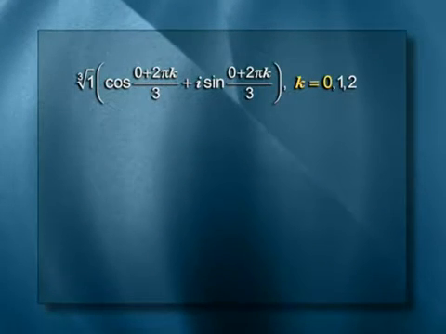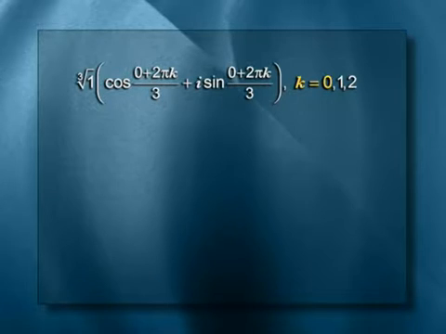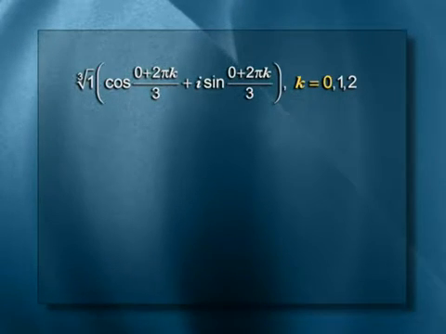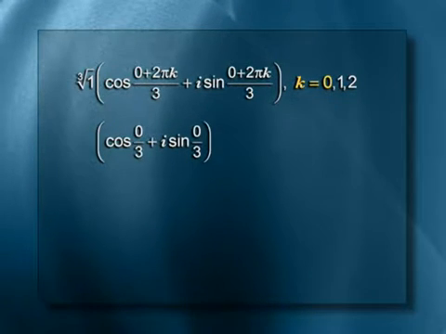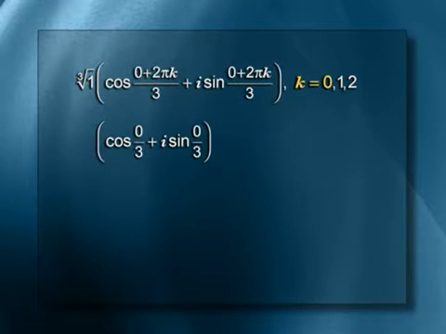Okay, how about if k is 0? Then the numerator is 0 plus 0, or 0, and you have cosine of 0 over 3 plus i sine of 0 over 3. Sine of 0 is 0, cosine of 0 is 1.